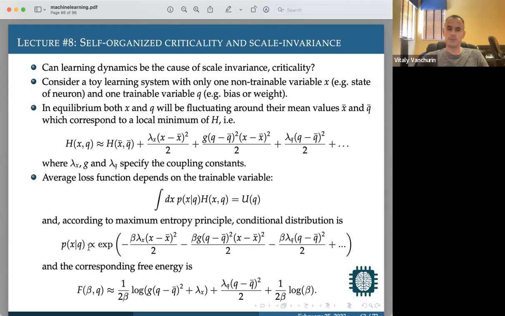Now this constant doesn't matter because it's just a proportionality constant. And once we have that, we can find the corresponding free energy, which again takes a familiar form. We can do this calculation because this probability distribution is quadratic in X. Yes, it has this quartic interaction, but as a function of X in the exponent, it's quadratic. So it's a Gaussian probability distribution, and we can actually integrate it. And once we integrate it, we get two terms. One is this logarithmic term that actually comes from the integration.